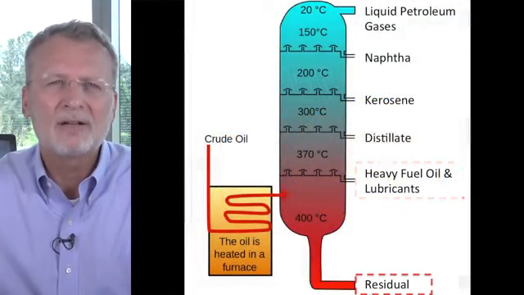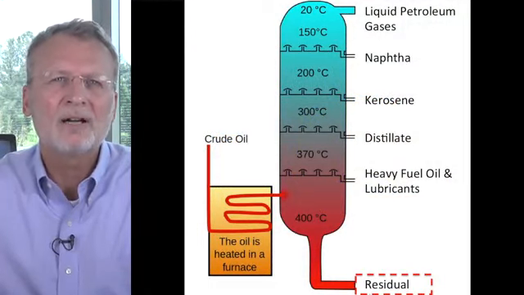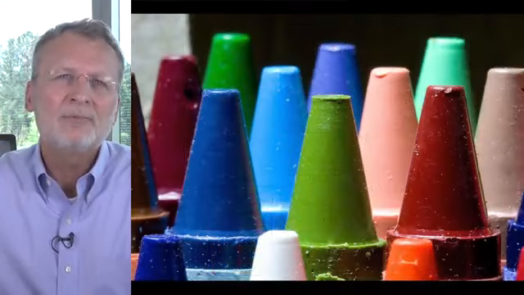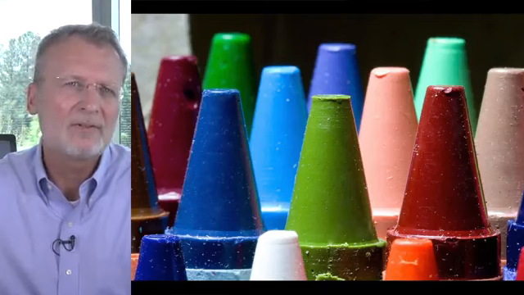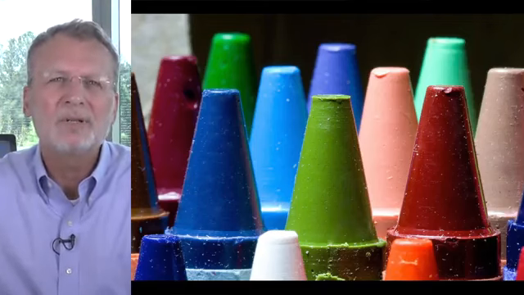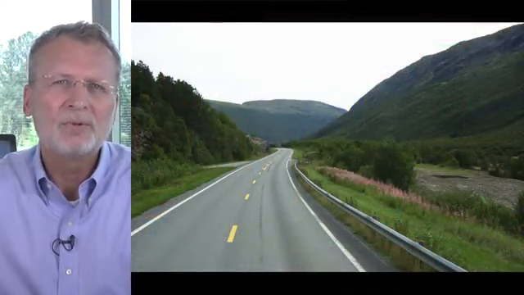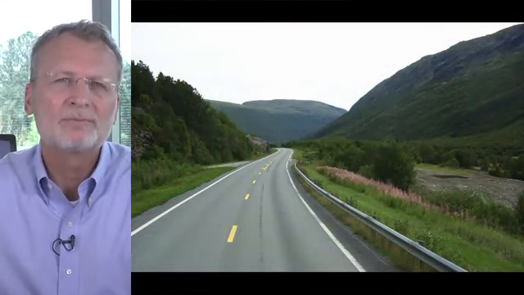Finally, there are the solid hydrocarbons, which consist of long hydrocarbon chains with 25 or more carbon atoms. These residuals, which emerge from the bottom of the distillation tower, include waxes, such as found in crayons, and bitumen, or asphalt, which is used for building roads and waterproofing roofs.